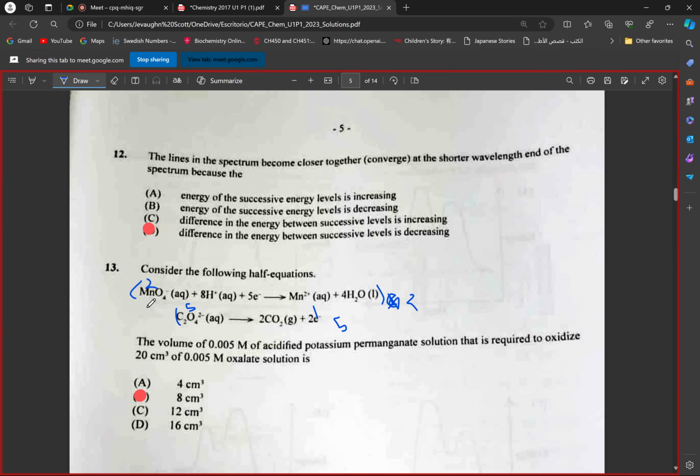So we have X used to oxidize 20 of this, right? So what do we do? 5 divided by 2, how much? 2.5. What's happening here, guys? The answer is 20 divided by 2.5, which is 8.